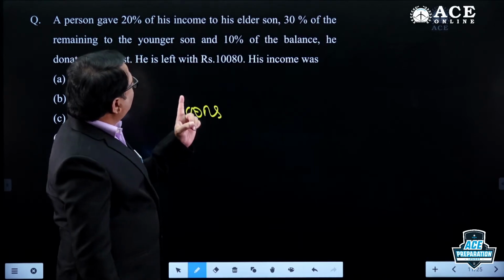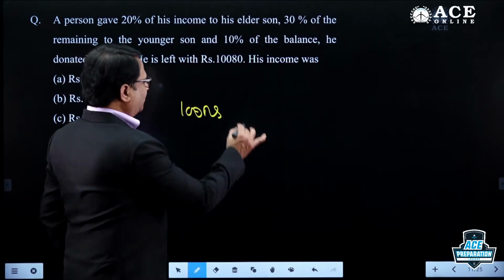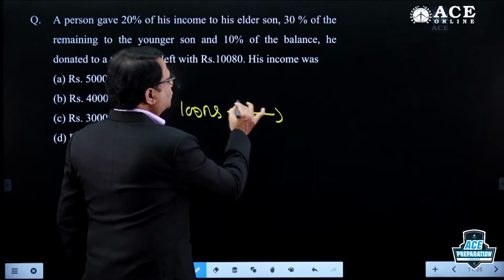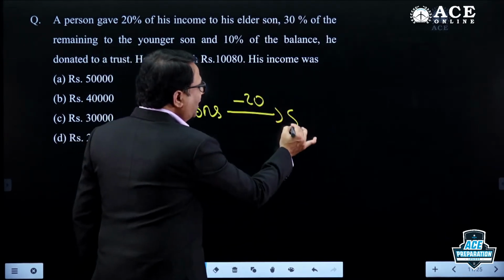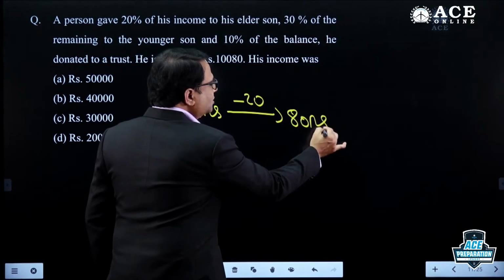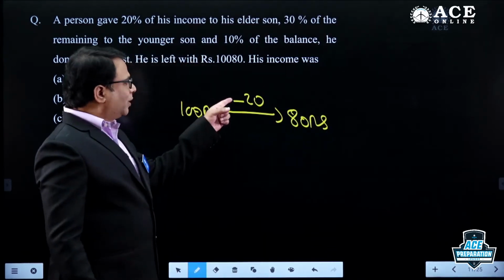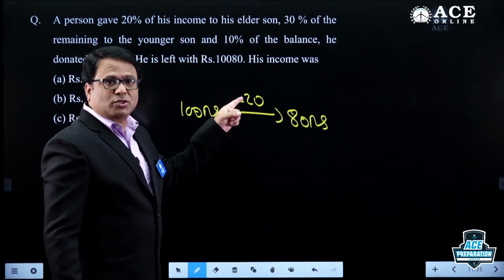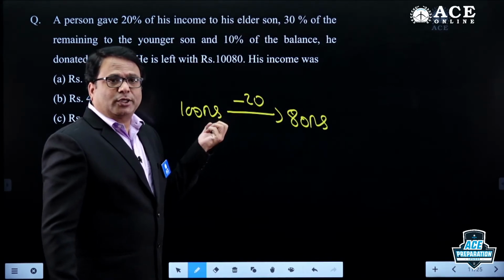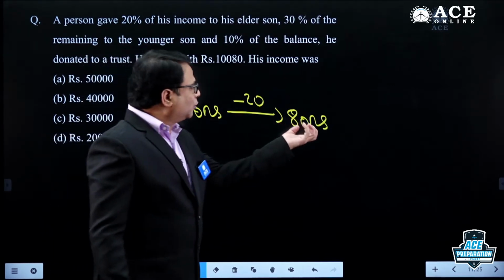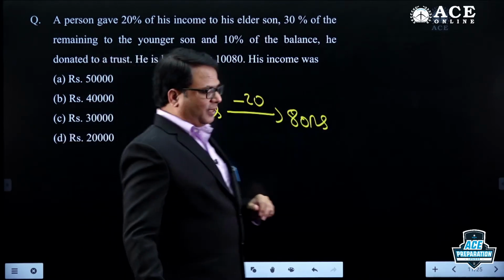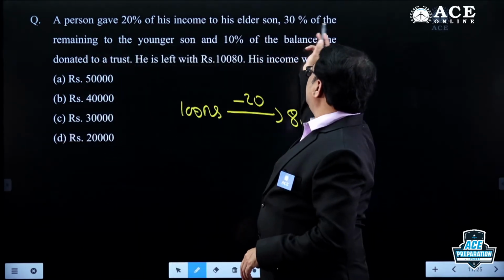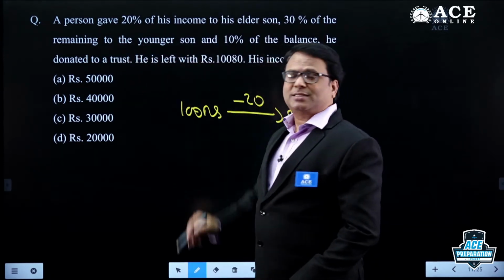Then he gives 20% of his income to his elder son. So he gives 20 rupees to his elder son, so I wrote minus 20. Then after giving money to the elder son, how much is left? 80 rupees. Then 30% of the remaining, it is clearly given, to the younger son.